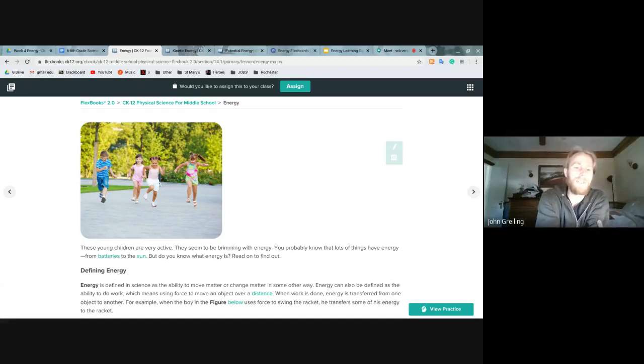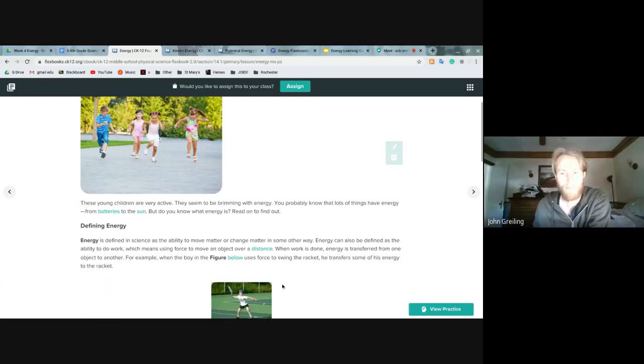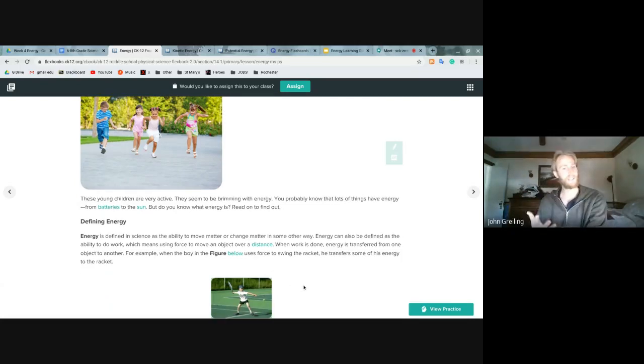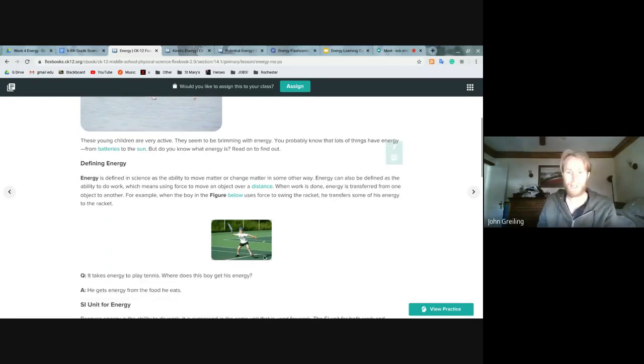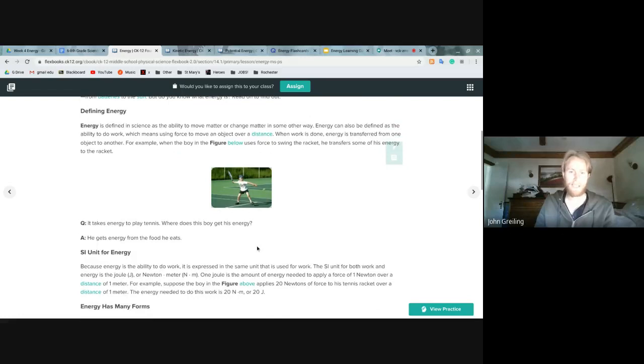Defining energy. Energy is defined in science as the ability to move matter or change matter in some other way. Energy can also be defined as the ability to do work, which means use force to move an object over a distance. So that's what work means. When work is done, energy is transferred from one object to another. For example, when this boy below uses the force to swing the racket, he transfers some of that energy to the racket, into the ball.